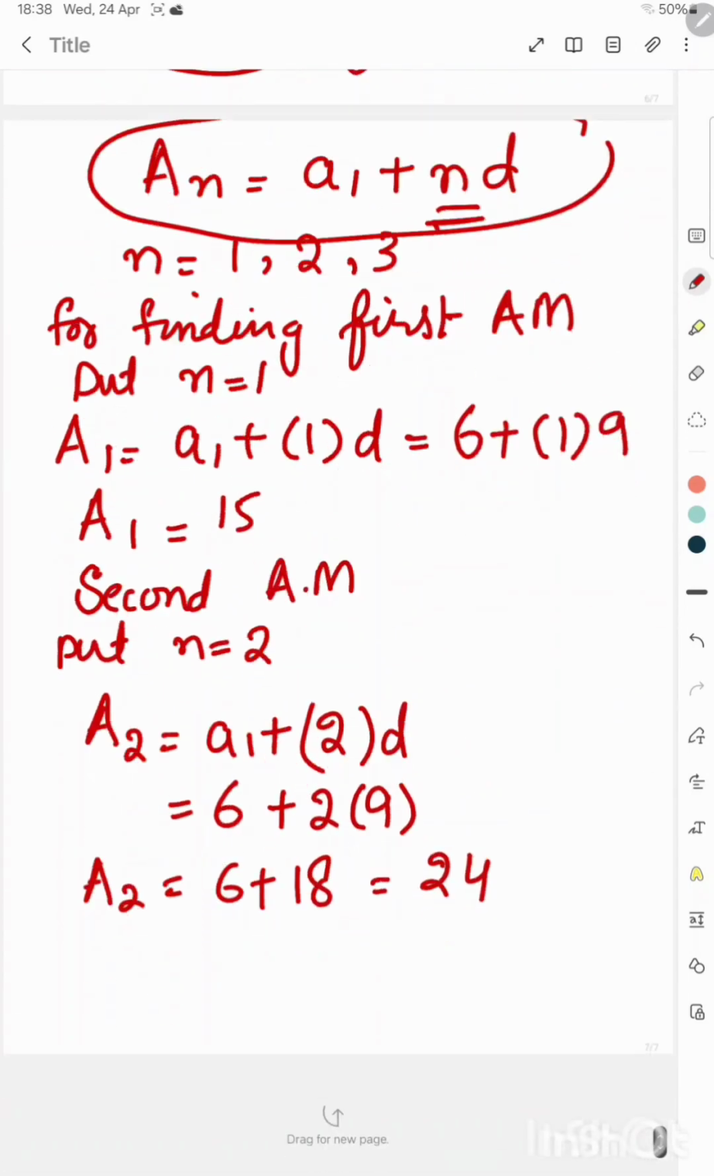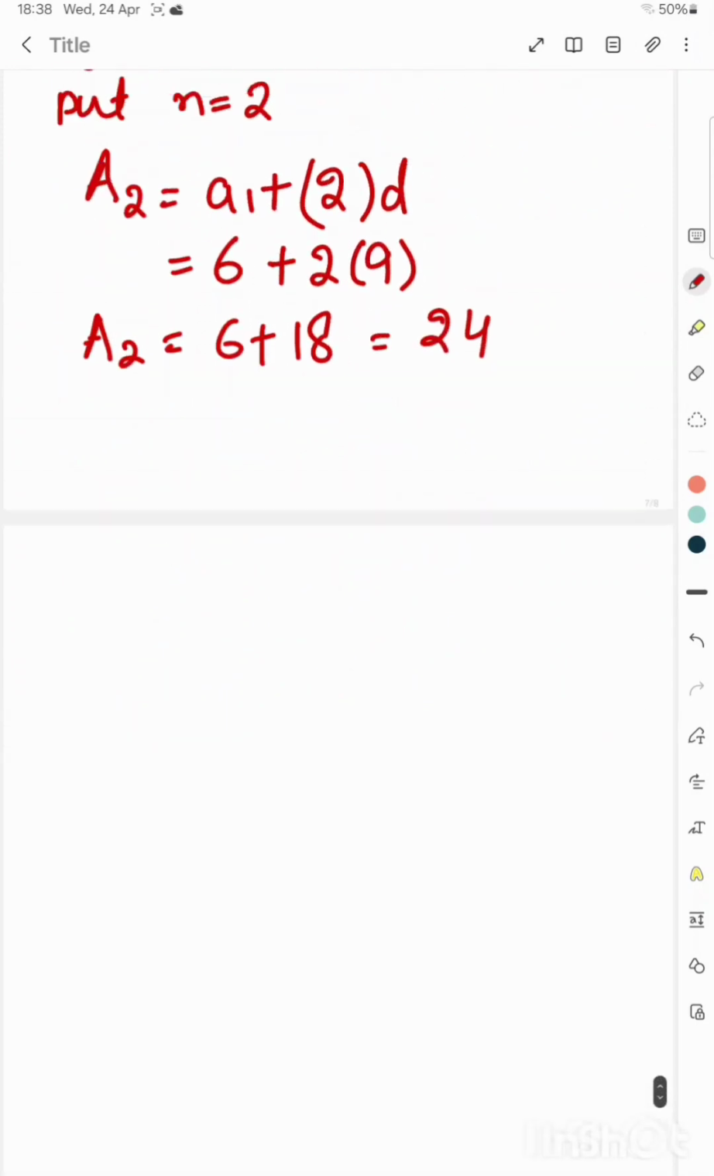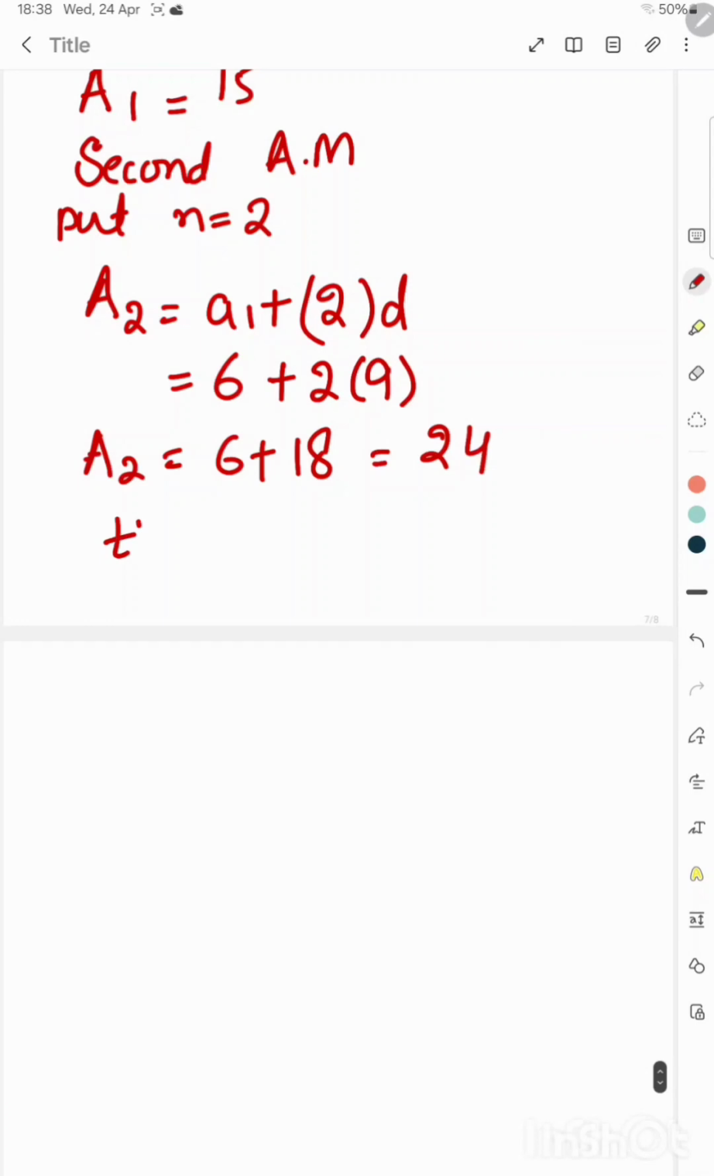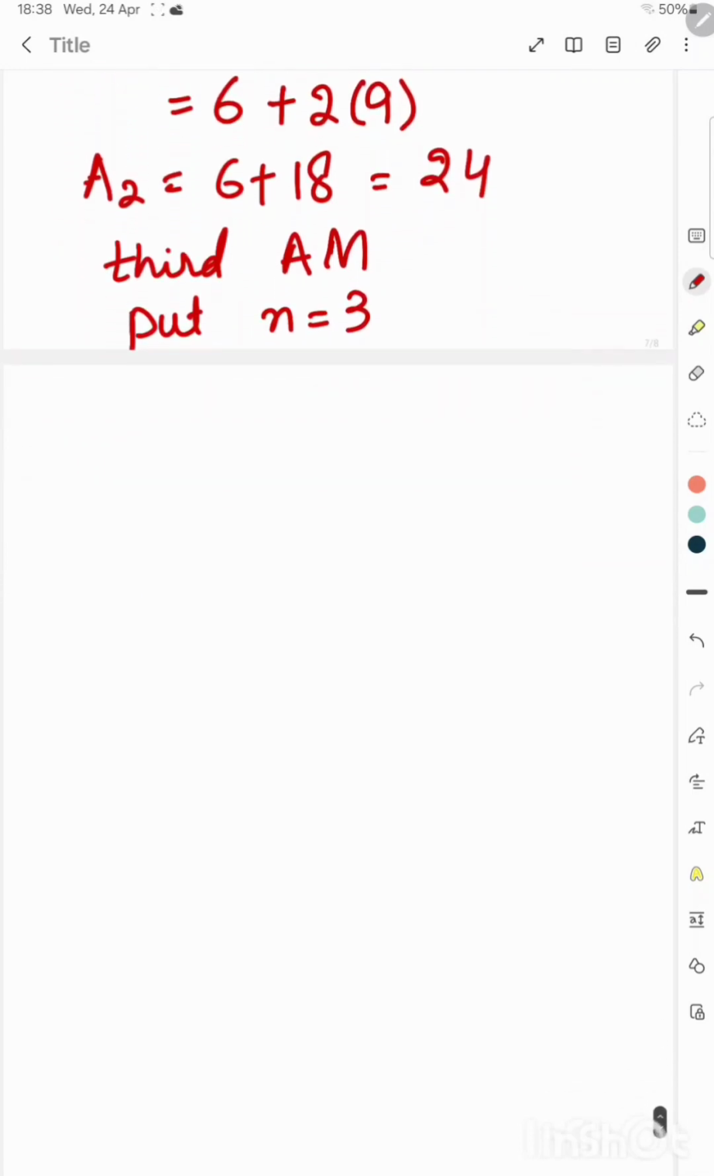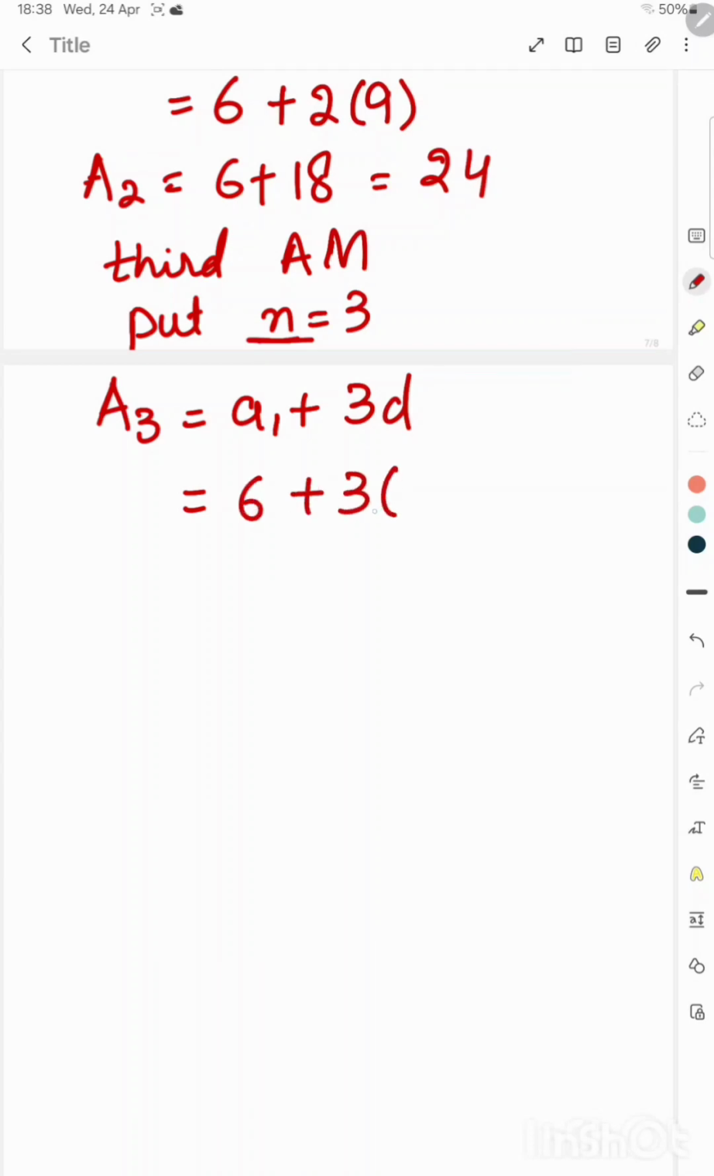Now it's the turn of the third arithmetic mean. Again, for finding the third arithmetic mean, just put n is equal to 3 in the insert arithmetic mean formula, which is an. Now here n is equal to 3, so a3 is equal to a1 plus 3d, and a1 is the first term of the sequence, which is 6, and we already found the value of d, which is equal to 9. So here 6 plus 3 nines are 27, which is equal to 33.